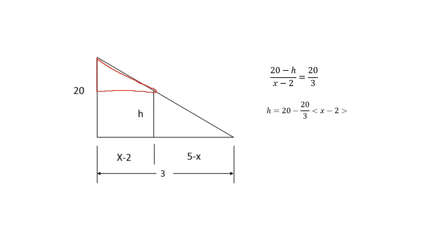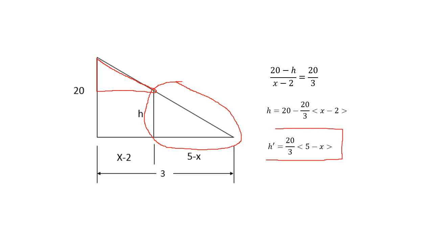Now, I know some of you would actually try to use this triangle here, because it's kind of easier in a way to view this triangle. So the height of the triangle is h and the base is 5 minus x. If you use that triangle, h, or h prime, I labeled this as h prime because it has a different notation, would be 20 over 3 times 5 minus x. Now, why do we not use this representation? We use this one.